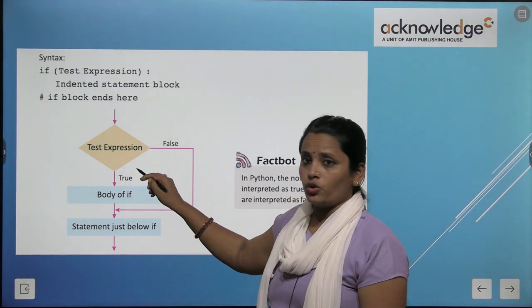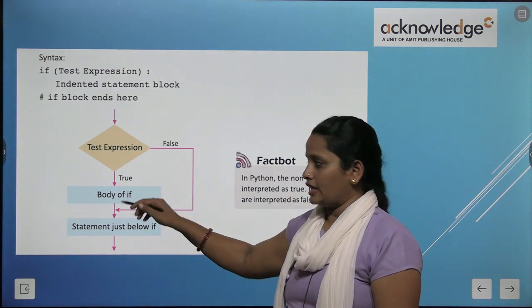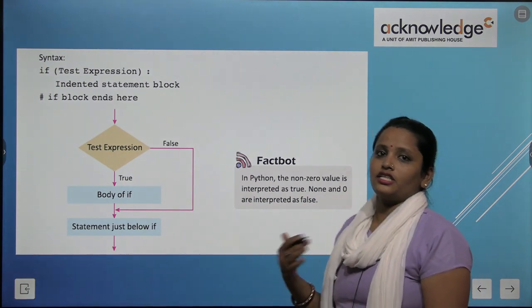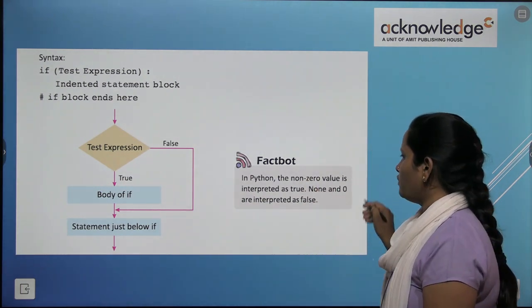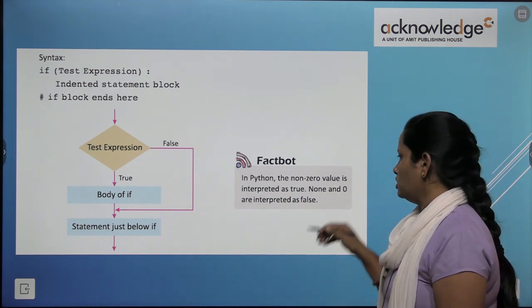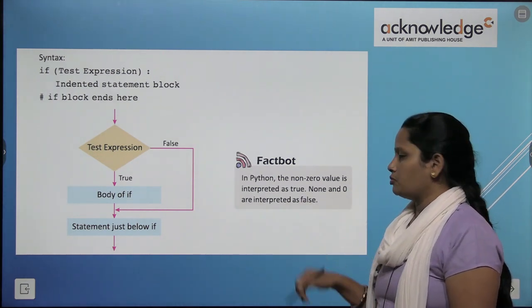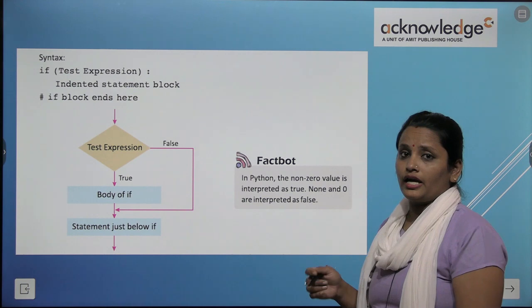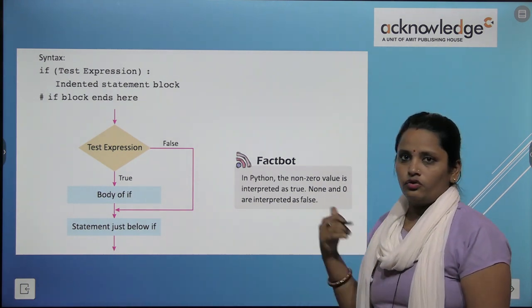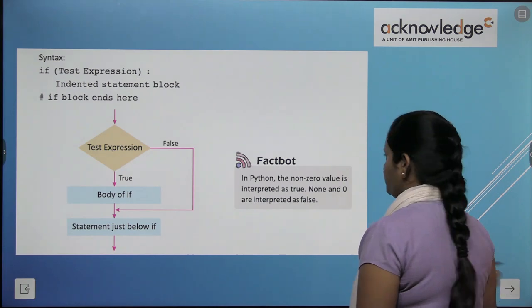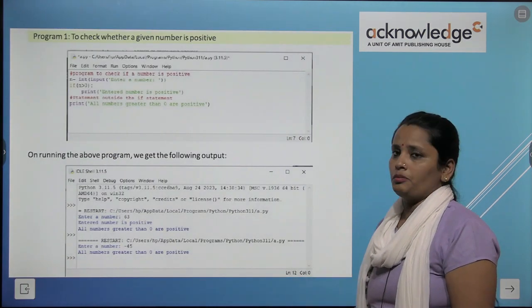But अगर ये true है so we will run this and after that next statement will come. In Python the non-zero value is interpreted as true, none and zero are interpreted as false. So हमें पता है कि अगर 1 है that is true, and 0 and none are false in Python. Here is a given program.